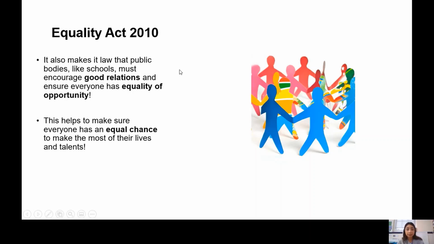So it also makes it law that public bodies like schools must encourage good relations and ensure that everyone has equality of opportunity. This helps to make sure everyone has an equal chance to make the most of their lives and talents. So it's really important. The reason why we have the Equality Act 2010 is to give everyone the equal opportunity to do what they would like to, given that it abides by the rules.